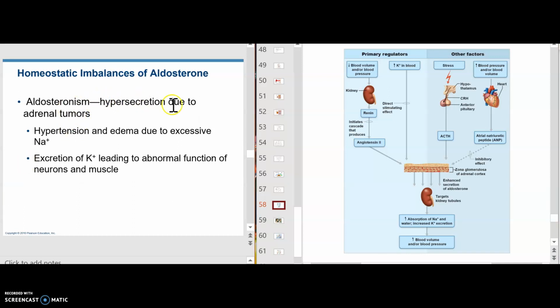So aldosterone hypersecretion is due to adrenal tumors. If you had too much aldosterone, then you could have hypertension because you would increase your fluid. Edema, all holding on to sodium, which will hold on to water. Excretion of potassium leads to abnormal functions of neurons and muscles. Potassium is the electrolyte you do not want to mess with. It's only about 3.5 to 5.5 milliequivalents per deciliter, so it's very small in amount, but it is very important. And remember that aldosterone causes loss of potassium. Okay?